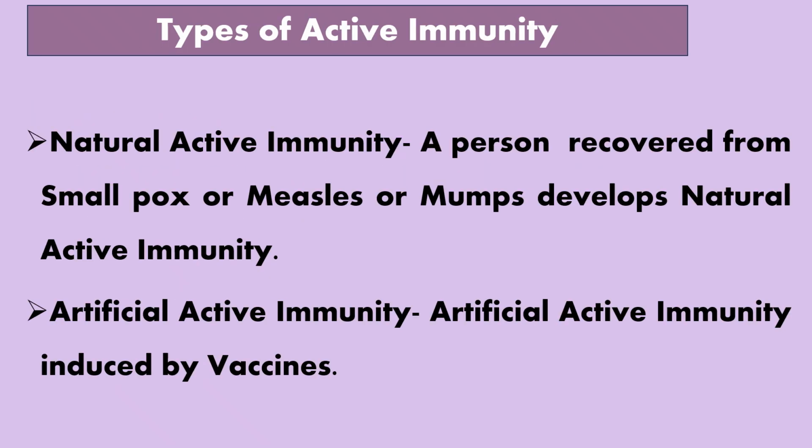Active immunity is of two types. One is natural active immunity, where a person who has recovered from an attack of smallpox, measles or mumps develops natural active immunity. And the second one is artificial active immunity, which is the resistance induced by vaccination.